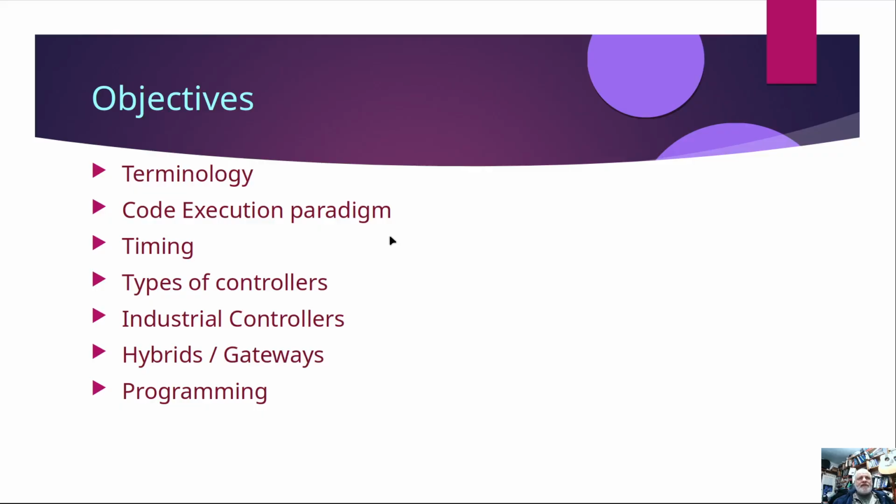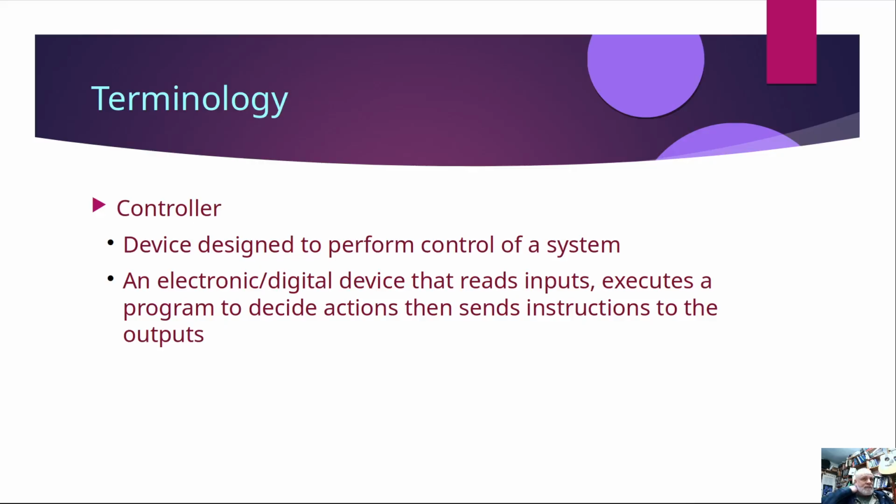So we'll look at several different objectives here. We'll look at the terminology, code execution paradigm, timing issues, and various different types of controllers. A controller, for this class, we're basically talking about a computer-based controller. But in general, it's a device designed to perform control of a system. It could be electronic, it could even be some sort of analog control, just to perform what you need it to do.